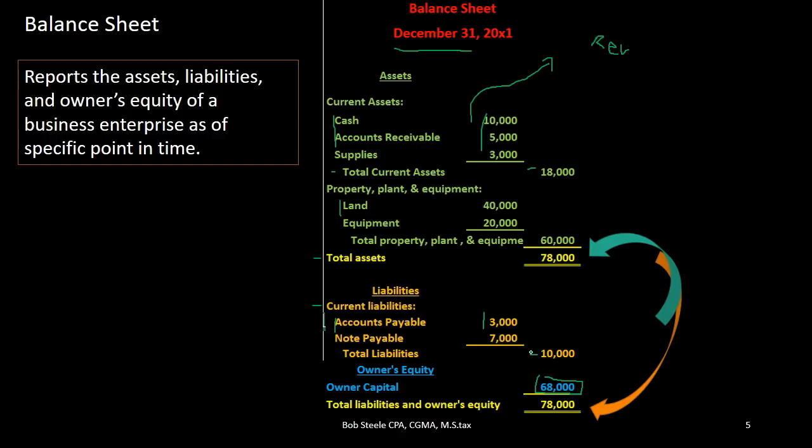Then we can see that the liabilities plus the owner's capital, the owner's equity, will be total liabilities and owner's equity. Therefore, the accounting equation is represented as assets equaling total liabilities plus equity.